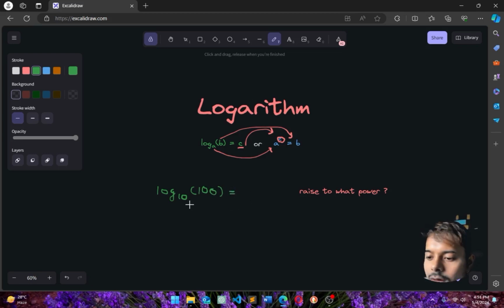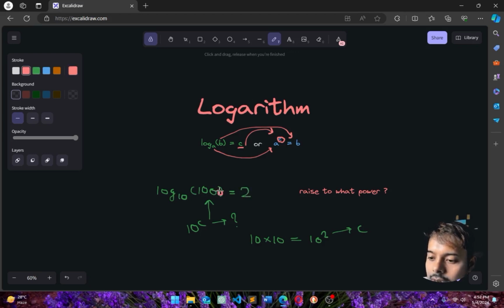To what power of 10? What is the power c such that 10 raised to it gives 100? We can do that: 10 times 10 equals 10 to the power of 2. So the value of c is 2. So we get log base 10 of 100 equals 2.